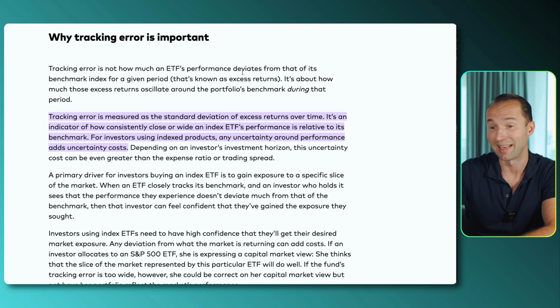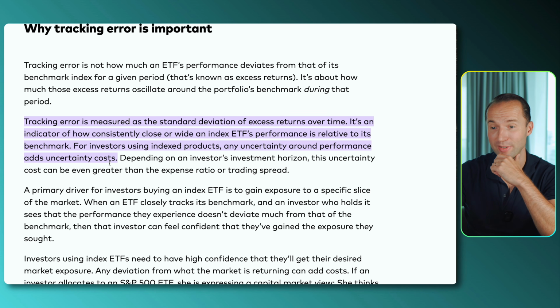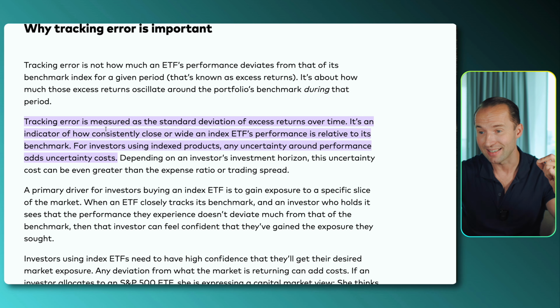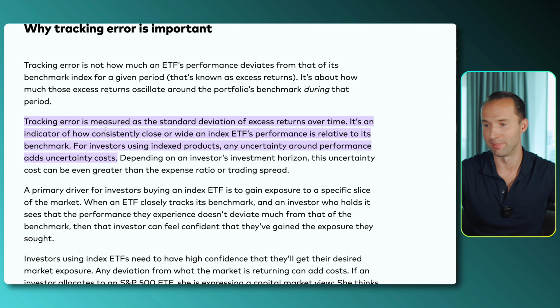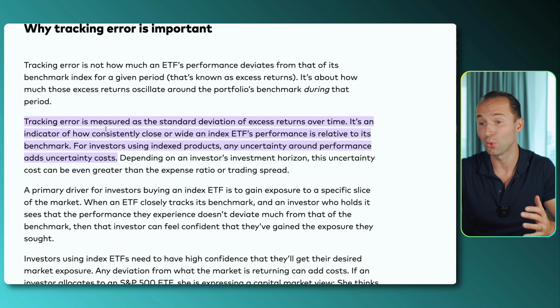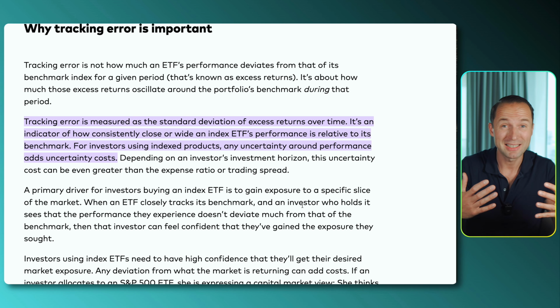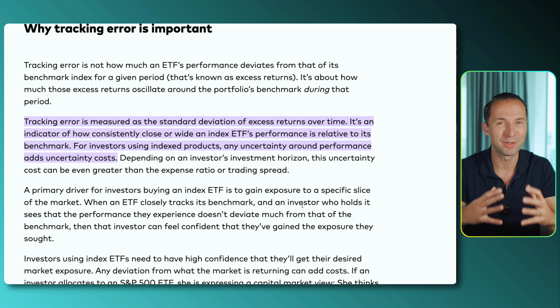And who better to say that than Vanguard themselves, one of the leading ETF providers out there. And as they say over here, tracking error is measured as a standard deviation of excess returns over time. It's an indicator of how consistently close or wide an index ETF performance is relative to the benchmark. Now, basically, it means how much it is either up or down from the index.